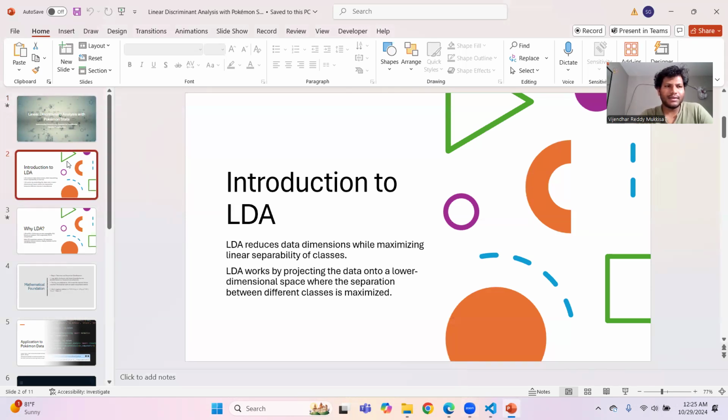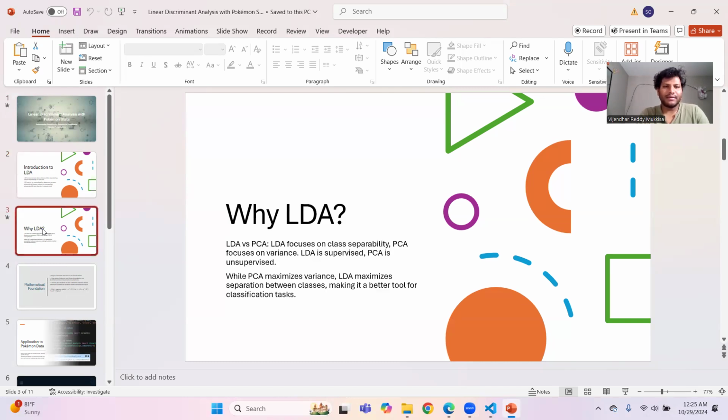LDA, which means linear discriminant analysis, reduces the data dimensions while maximizing linear separability of classes. LDA works by projecting the data on a lower dimensional space where the separation between different classes is maximized. Coming to why LDA, we are focusing on LDA versus PCA. While LDA focuses on class separability, PCA focuses on variance. LDA is supervised and PCA is unsupervised.